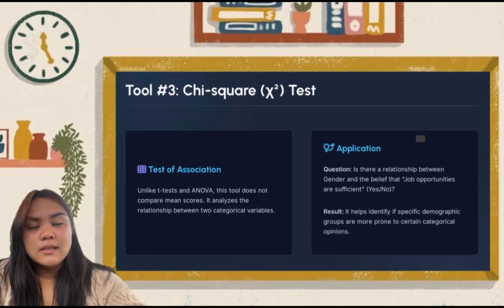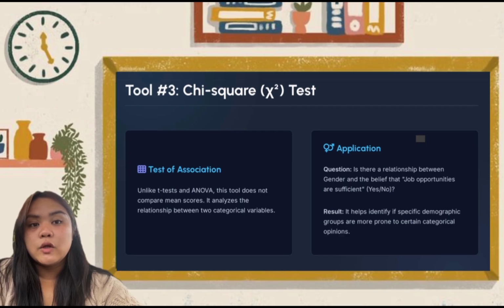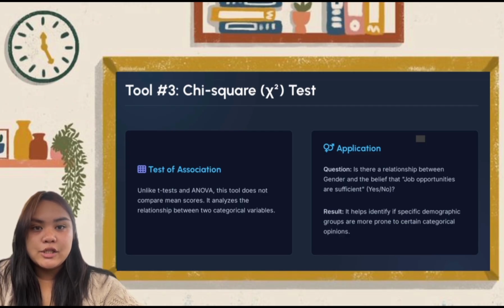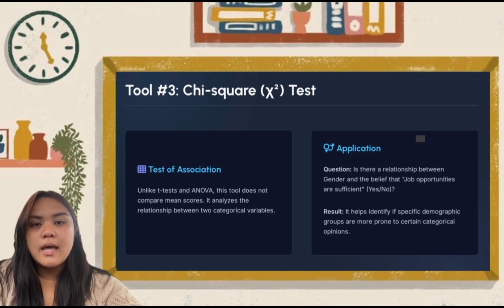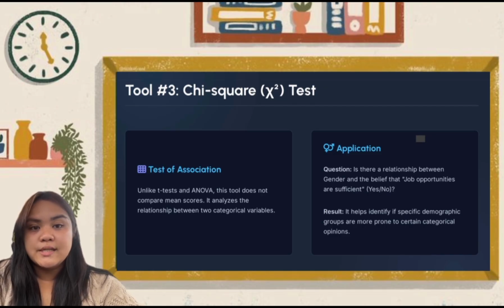The final tool is the chi-square test. Unlike the t-test and ANOVA, the chi-square test does not compare mean scores. Instead, it analyzes the relationship or association between two categorical variables. An application of this is asking, is there a relationship between gender and the belief that job opportunities are sufficient? The result helps researchers identify if specific demographic groups are more prone to certain categorical opinions.